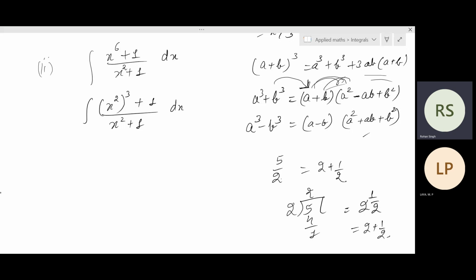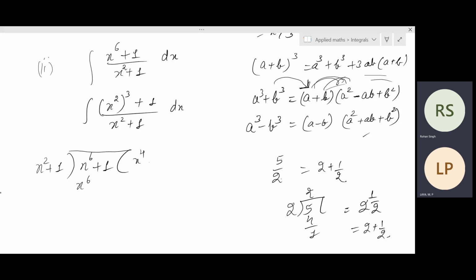Let's try this way, because sometimes you may not remember the formula. Let's divide x to the power 6 plus 1 by x squared plus 1. We have x6 here and x squared. We can take x4, since x4 times x squared, with the same base and powers adding, gives x6. And then x4 plus 1 will remain.